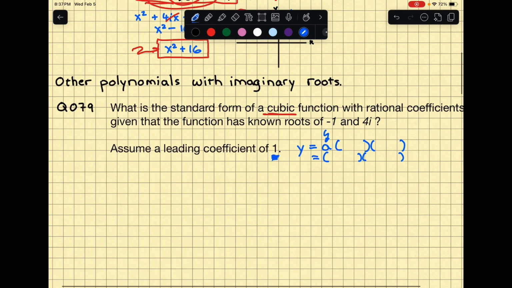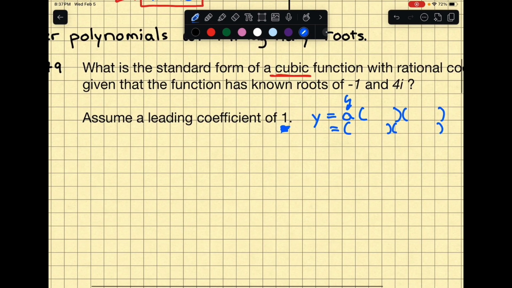Anyway, let's see what we're given here. We have known roots of -1. So let's see, I'm going to write out here, we've got roots. One of the roots is -1. And then one of the roots is 4i. Okay. But we're told that this is a cubic function, which means it's going to have 3 roots, right? And we're only given 2. So the question then immediately becomes, well, what's the third root? Because only when we have the third root can we come up with the 3 factors.